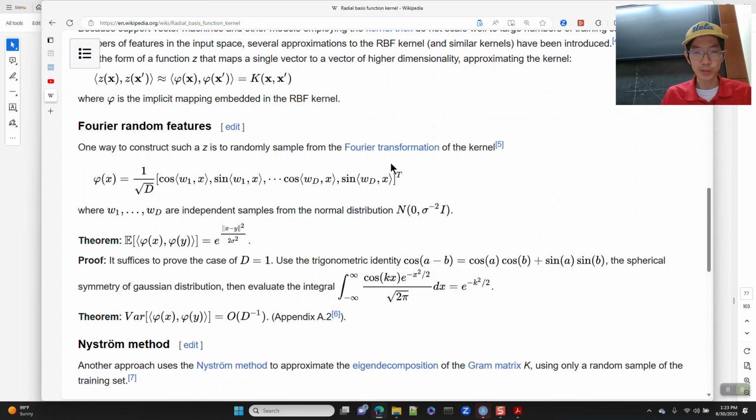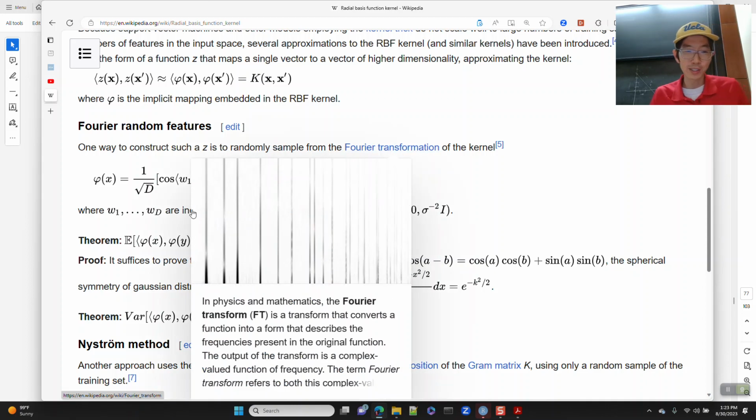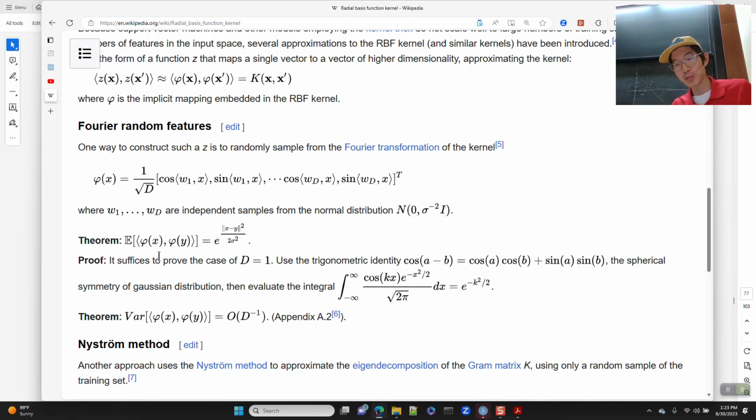I guess the Fourier transform. Wait, what is this? One way to construct... Okay, well, anyway, so you see these functions, and it's transforming the whatever that is.